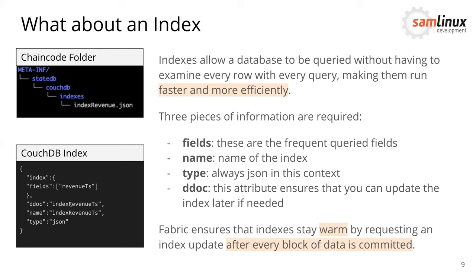When we install this chain code, during the installation process, the setup will see that there's an index and will install this index in the CouchDB. And then we have an index. The good thing here is that Fabric keeps this index always warm. So this index will be updated after every transaction, and we don't have to take care whether this index is current or not. This is part of the Fabric lifecycle. So we will always have a warm index, and then we have a fast and performant system.